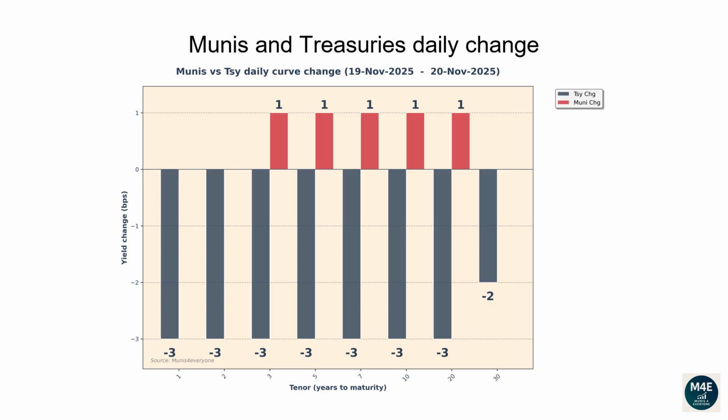Munis and Treasuries daily change. This graph shows how both munis and Treasury yield curves have changed versus the prior business date. They usually tend to move in the same direction, even though it's not uncommon to see days during which they move in the opposite directions.